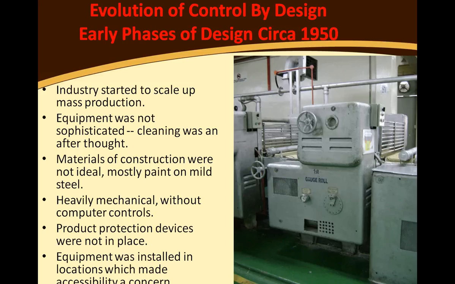Materials of construction were not ideal, and soft metals and painted and coated surfaces were commonplace. This early vintage equipment was primarily mechanical, and product protection devices such as metal detection and X-ray were not part of the overall system.